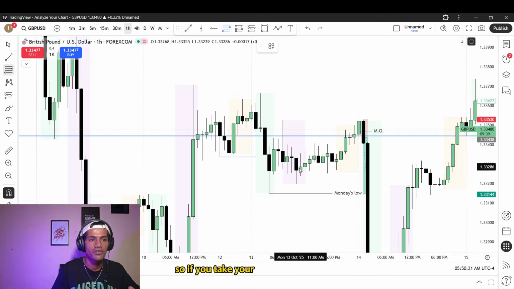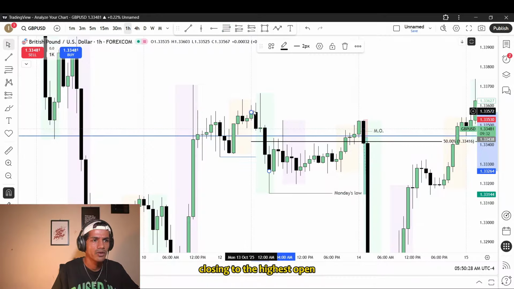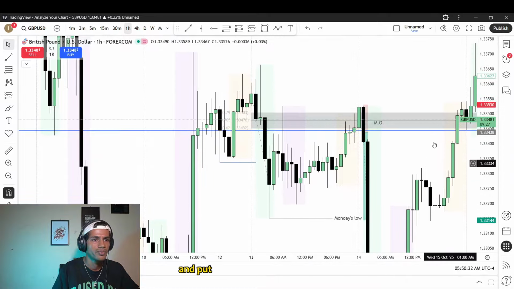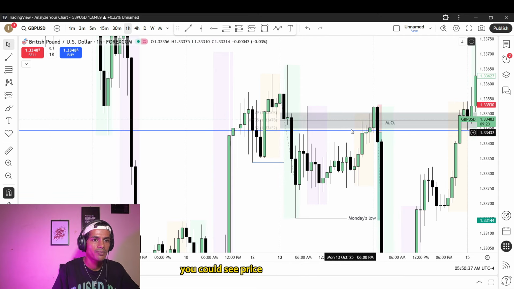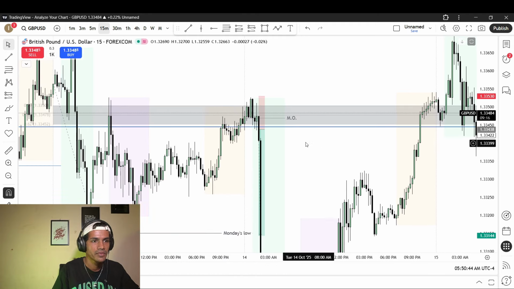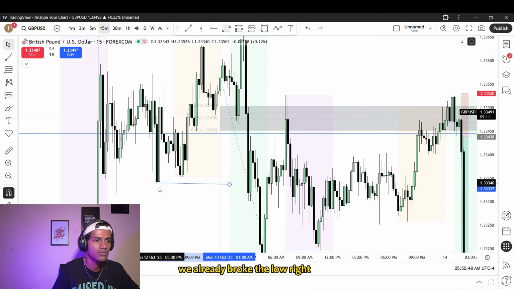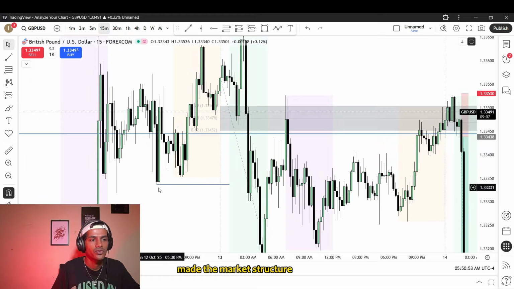So if you take your fib from the lowest close to the highest open and put on the optimal trade entry, you could see price tapped into that after sweeping the Asian session low. Let me go to a 15-minute time frame. So if you look at the 15-minute time frame, we already broke the low right there. We already made the market structure shift, right?